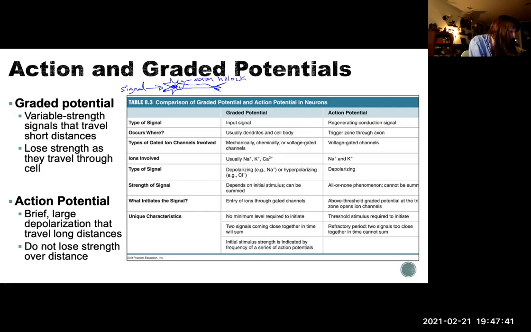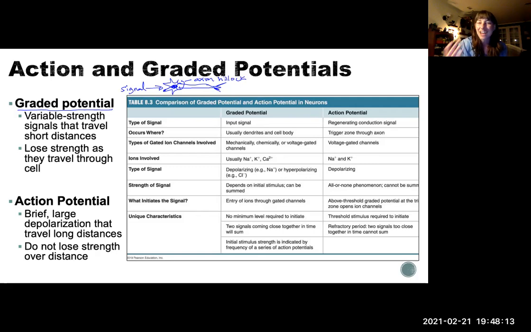is what is called a graded potential. It's actually slightly different than the signal that is sent from that point on to the next cell. A graded potential, generally speaking, is more variable in strength, okay? It can only travel short distances, which is important. And as it travels, it loses strength as it travels through the cell, okay? So it kind of diminishes as it goes from the dendrites to the axon hillock.